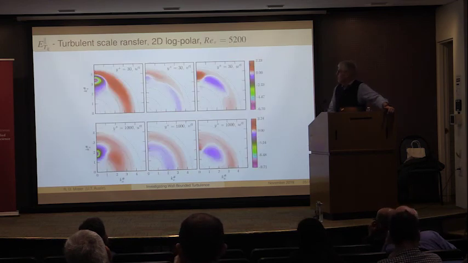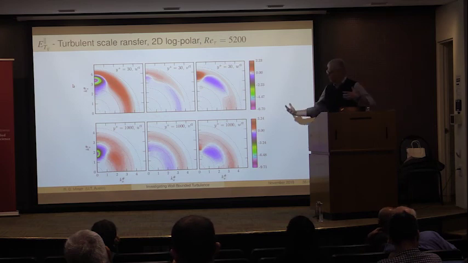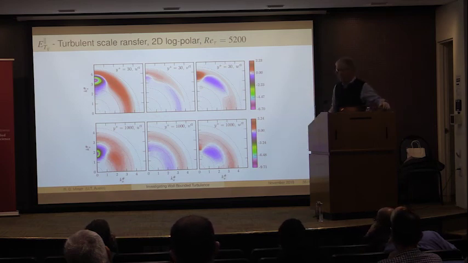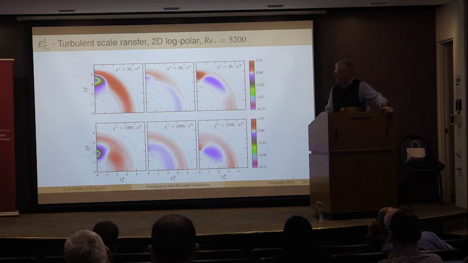Okay. Scale transfer also has to happen. We have to move from the places in spectral space where the production happens to places where the dissipation happens. Let's look at one of these. This is Y plus of 1,000. This is the region where the production happens, and it's negative, that means it's giving up energy here. And it's gaining energy over here.